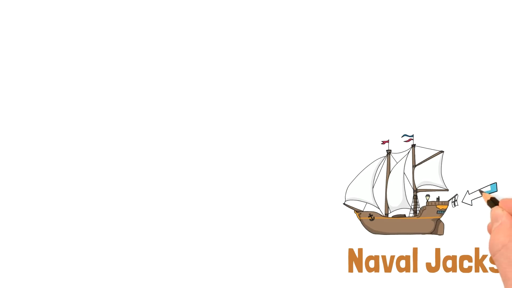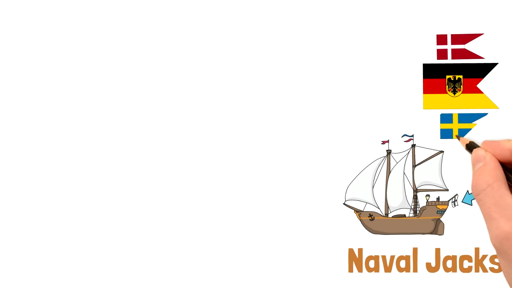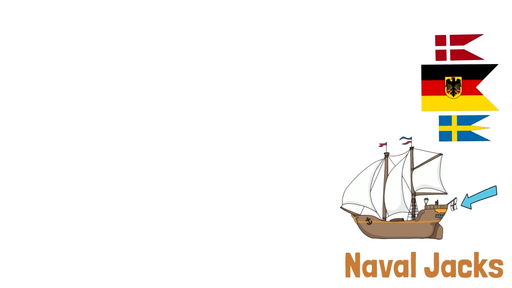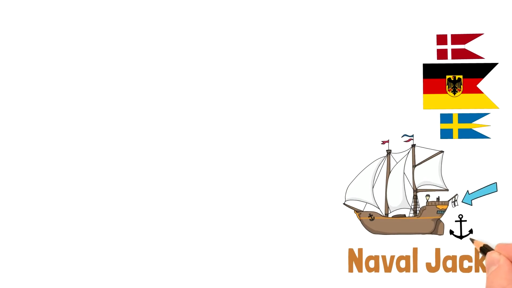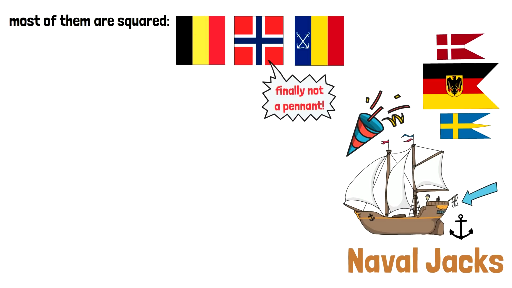Moving on to the 4th category, the Jack. A Jack is a small flag flown at the back of a ship. Although in a few cases it's not small at all, like the case of Denmark, Germany, or Sweden, who coincidentally use the war ensign as their Jack as well. Usually flown when the ship is stopped or anchored and or for special occasions. Some countries simply apply their national flag in a smaller, squared version, like Belgium, Norway, or Romania.